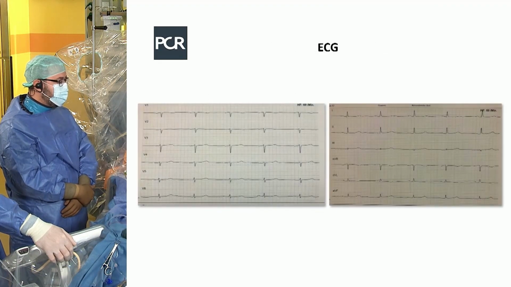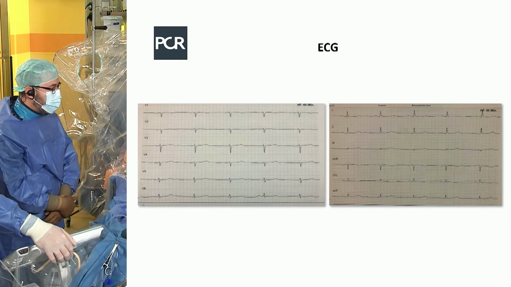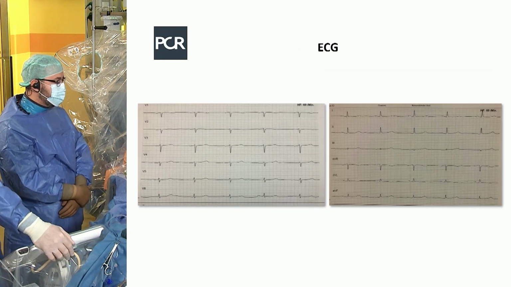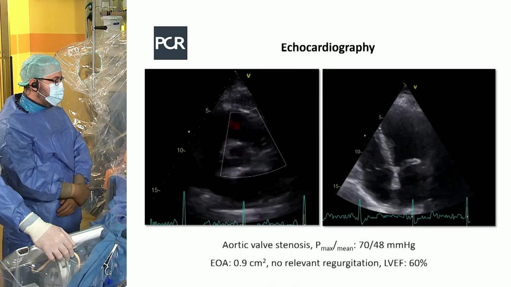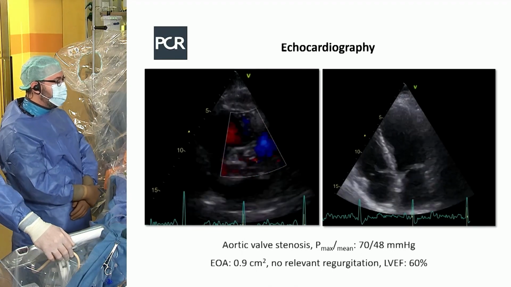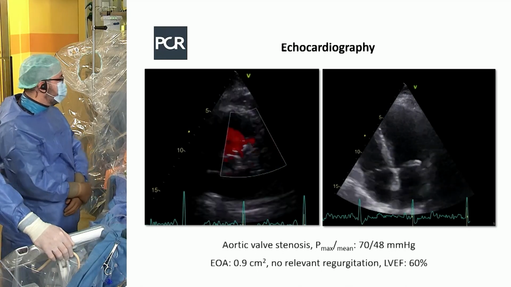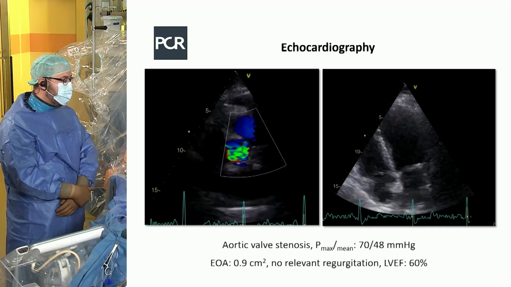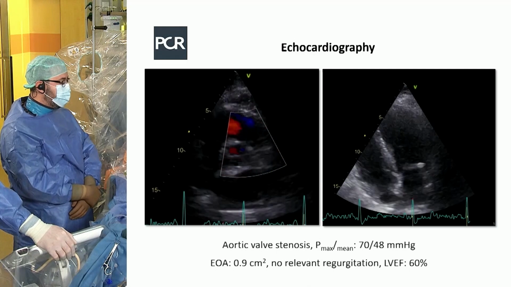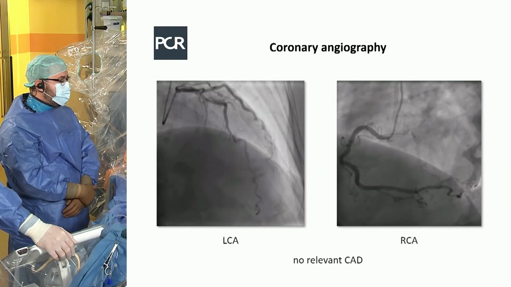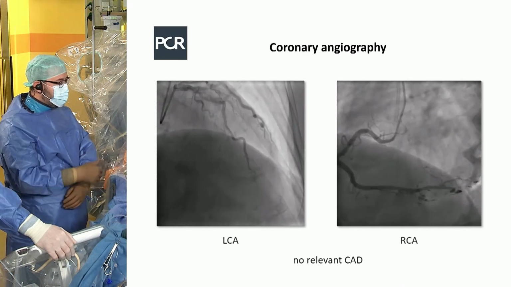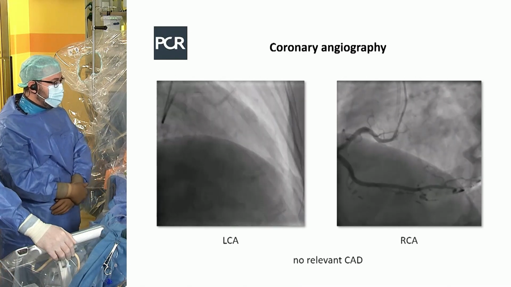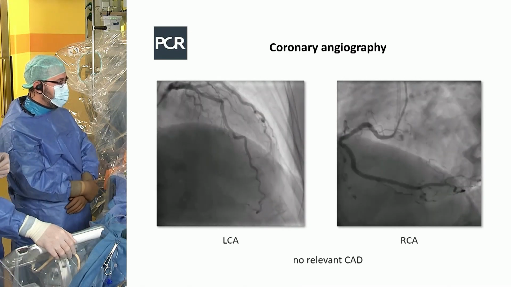This is her ECG, and you can see here that she has normal sinus rhythm, and she has narrow QRS complex with no bundle branch block. And on echocardiography, as you might expect, she has a clear high gradient aortic stenosis with a mean gradient of 48 millimeters of mercury, an effective orifice area of 0.9, no relevant AR, and a normal LV function. The patient was diagnosed at an external hospital, and they did a coronary angiogram, and you can see here that she has some coronary artery disease, but no significant lesions.